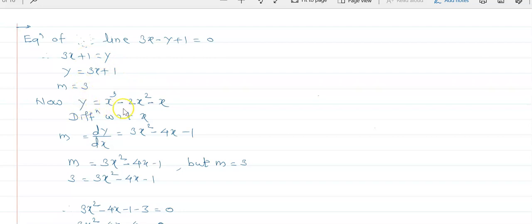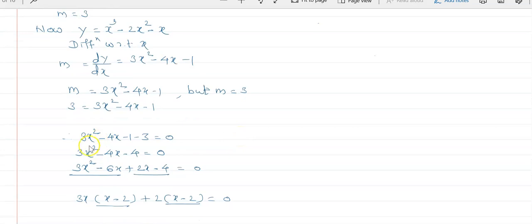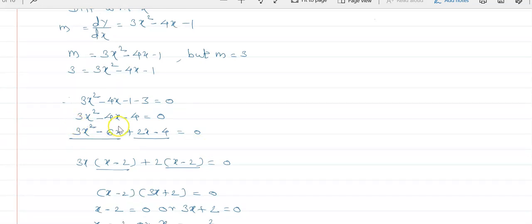Now, y = x cube minus 2x square minus x. Differentiate with respect to x. m = dy/dx. The derivative of x cube is 3x square, and of minus 2x square is minus 4x, and minus 1. Now, m = 3, and this is the quadratic equation. Solve that quadratic equation: 3x square minus 4x minus 1 minus 3 = 0. That is why you will get 3x square minus 4x minus 4 = 0.